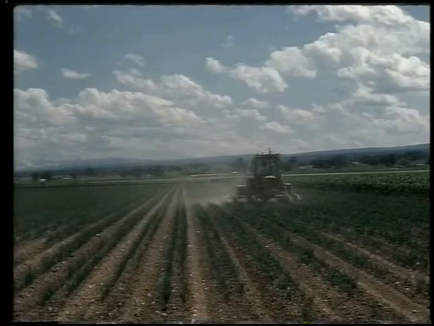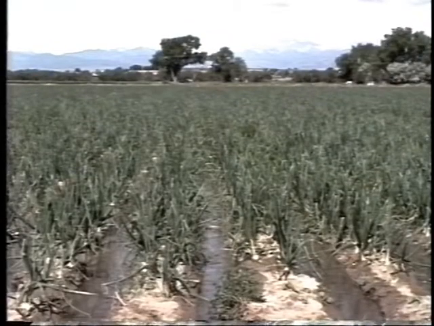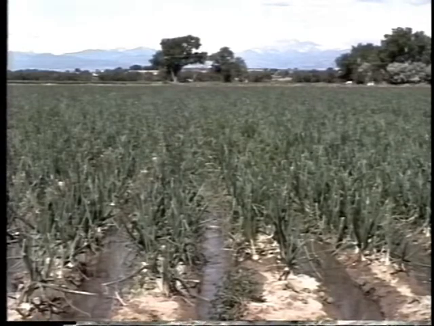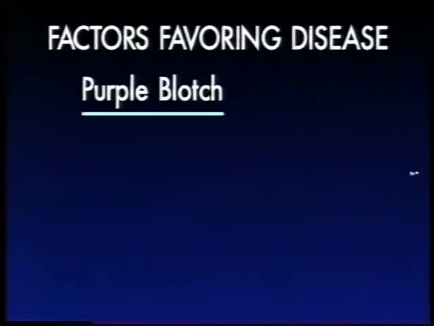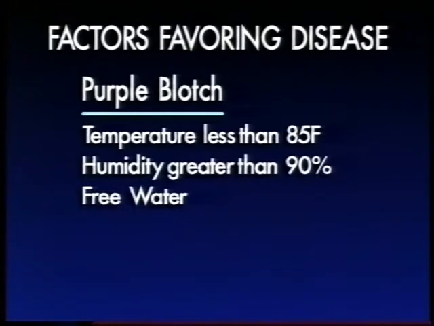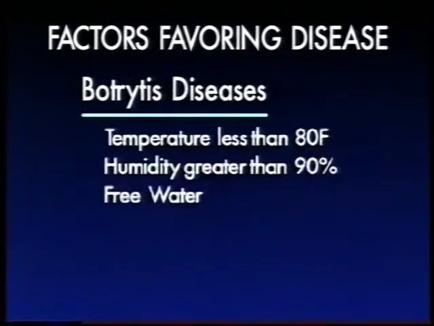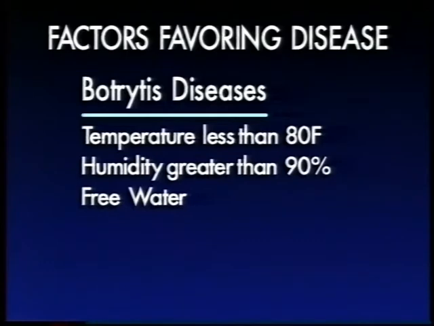Cultural practices which emphasize excess and late-season applications of nitrogen fertilizer can delay crop maturity, increase canopy density, and predispose onions to infection. Environmental conditions which favor sporulation and infection by purple blotch include periods of low to moderate temperature and high moisture. Likewise, botrytis is favored by slightly cooler temperatures and high moisture.